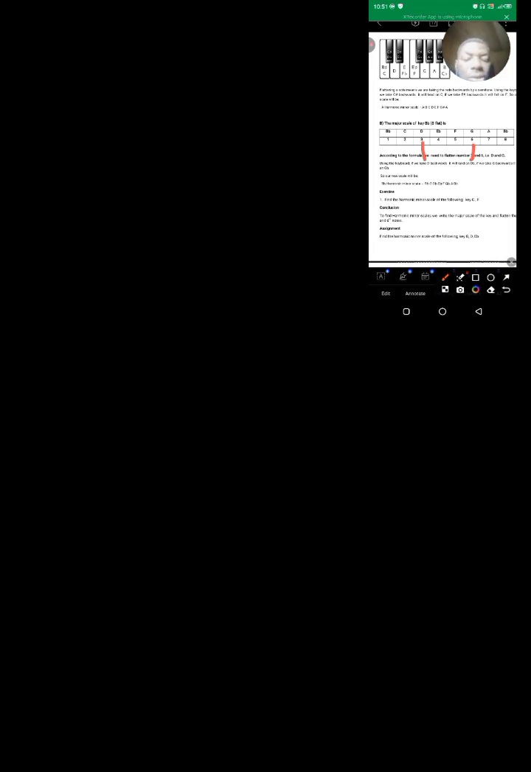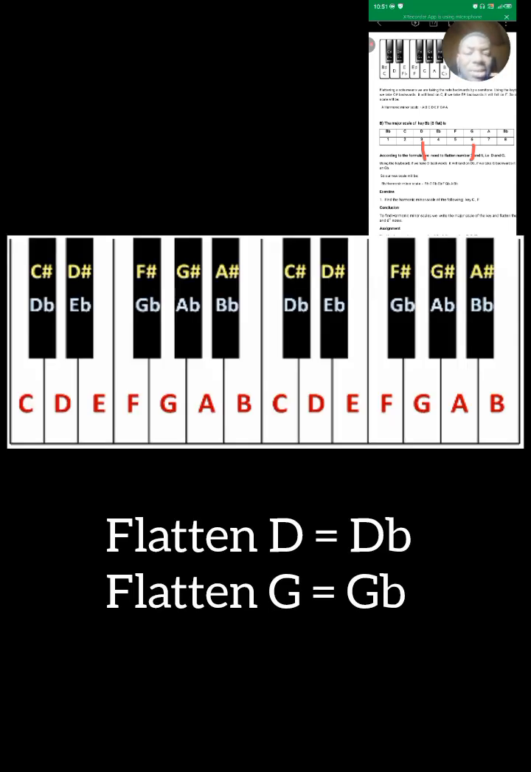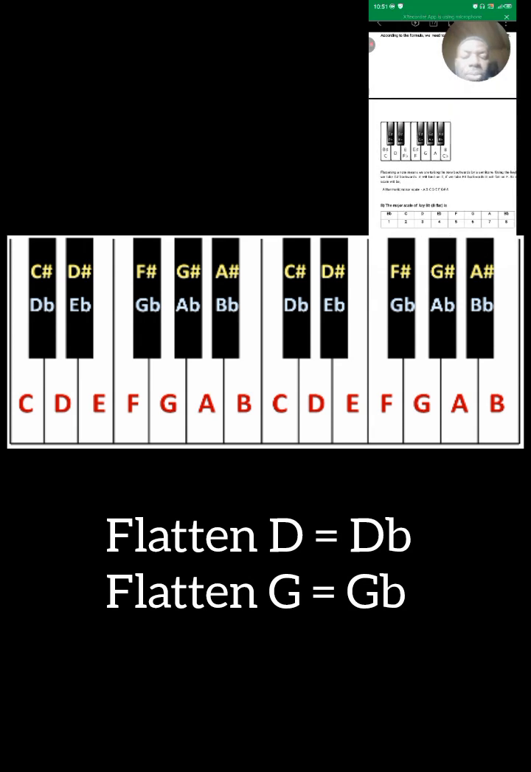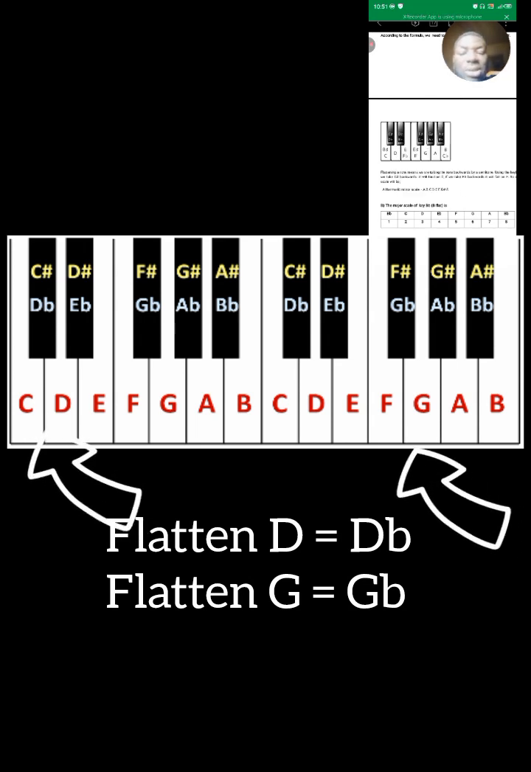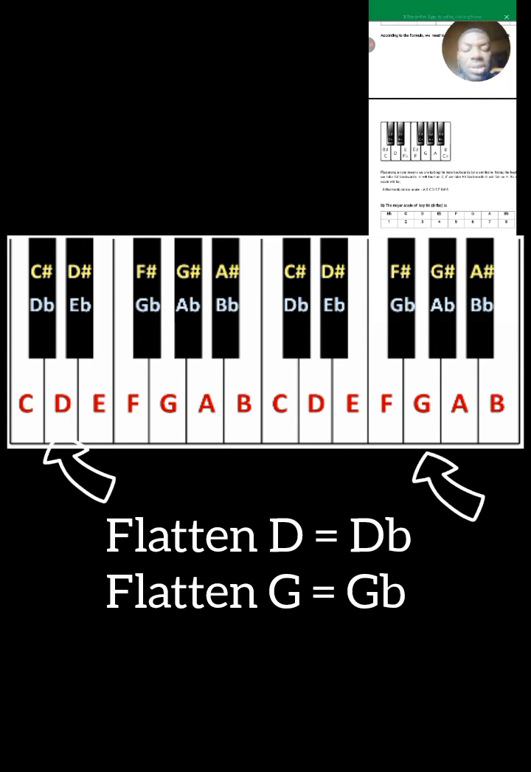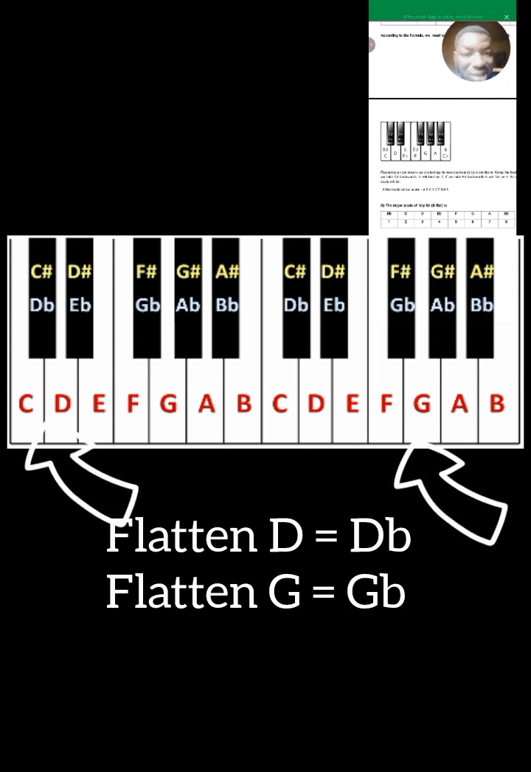Now according to the formula, we are supposed to flatten D and flatten G. So let's look at our keyboard now and see where they will go. Here we have D. If we flatten D, it's going to come back and become D flat. If we flatten our G, it will come to the back and become G flat. Now we won't write F sharp because the note is G. So it's G that we flattened.